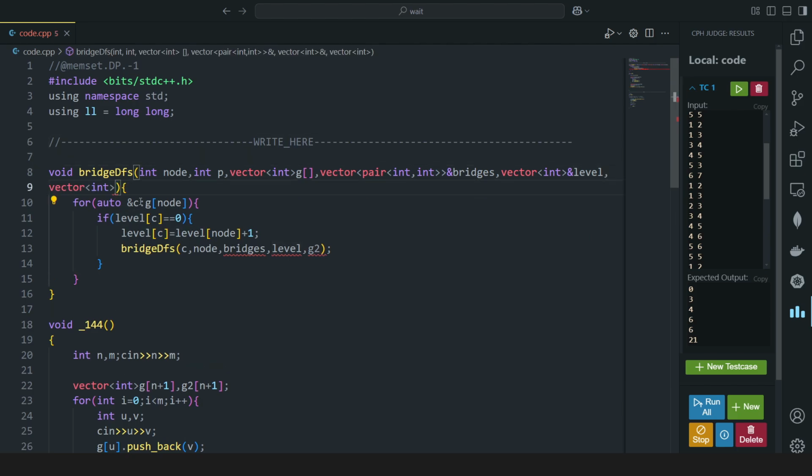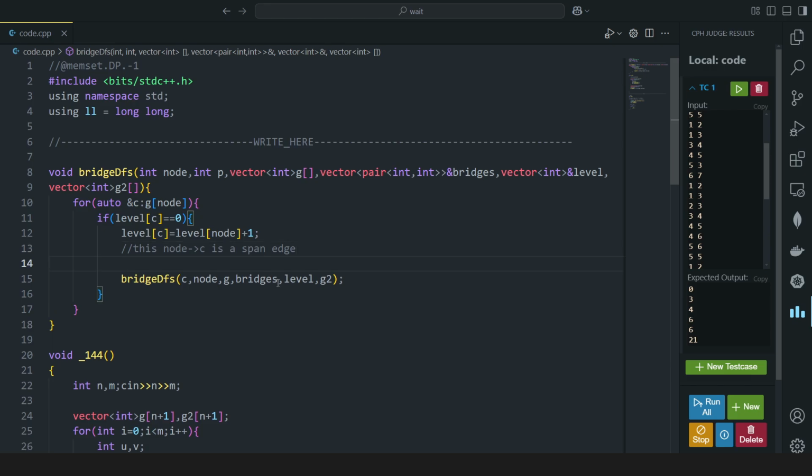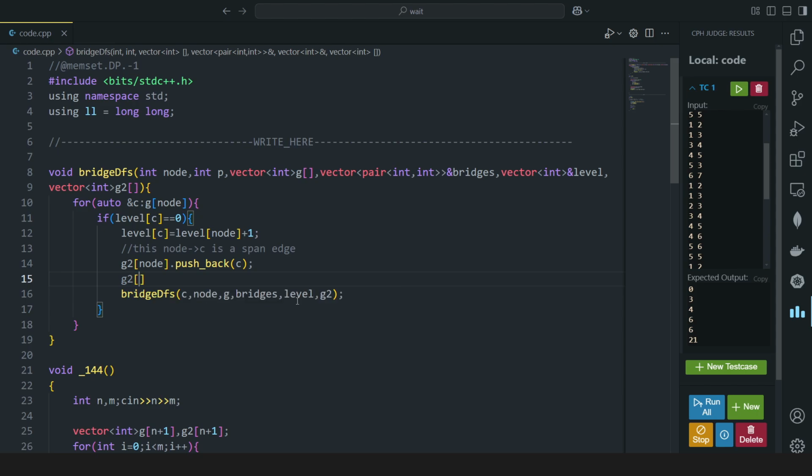Now, since we are going from a node to one of its children, it means that this node to child is a span edge, and we want to add this in our new G2. So I will say G2 of this node dot push back this C, and similarly G2 of this child dot push back this node, because I want to build a complete tree just like the original given graph but without the back edges.